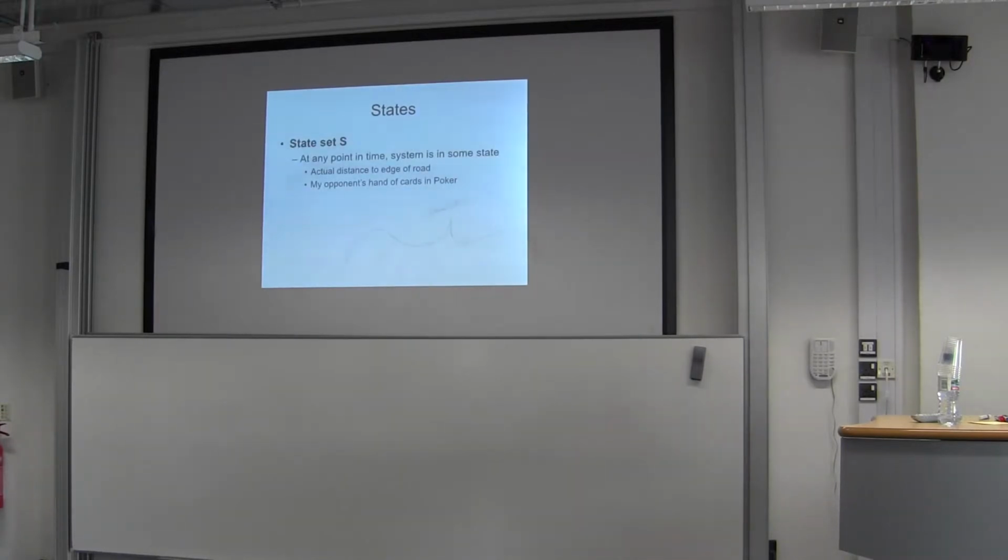Okay, so states. At any point in time, the system is in some state, right? So here, for observation, the distance from the car to the edge of the road, my opponent's bet in poker. But now in the state, you actually know the actual distance to the road. And again, if partially observed, you work in a belief based on the observation. Or your opponent's count of cards in poker, right? That's in the state. Again, you may have beliefs in the state, but you don't have to directly.